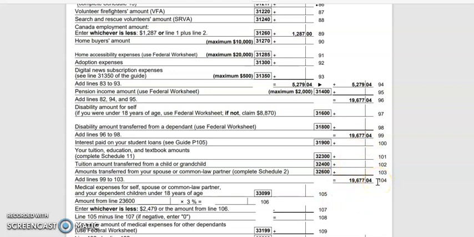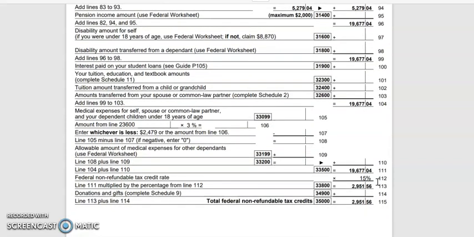So we have the 19,677.04. We continue looking. We don't have any medical, so everything is fine. We again bring down the 19,677.04. So now, in order to figure out the non-refundable tax credit amount, we have to multiply it by the tax rate. And if you notice, it's the 15%.